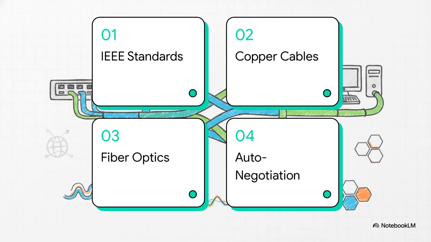To figure this out, here's our agenda. First, the IEEE Ethernet standards. Second, transmitting data over copper. Third, sending data with light. And finally, the auto negotiation handshake.